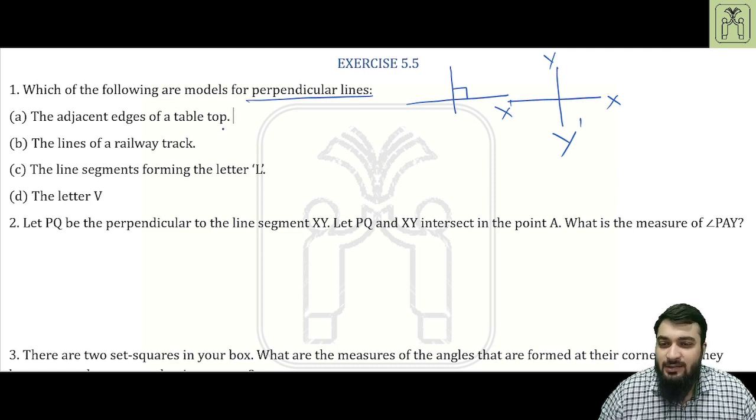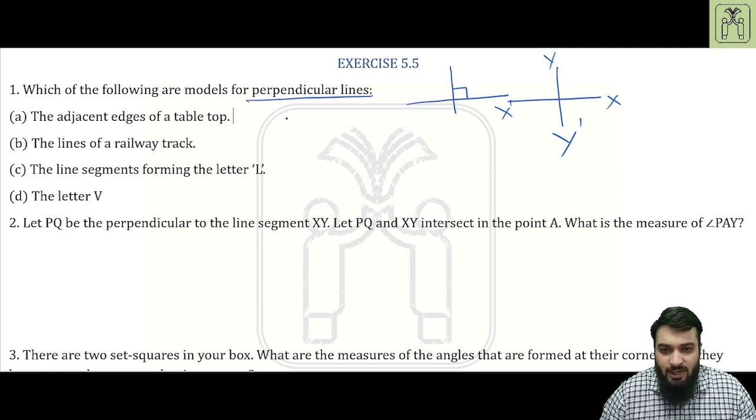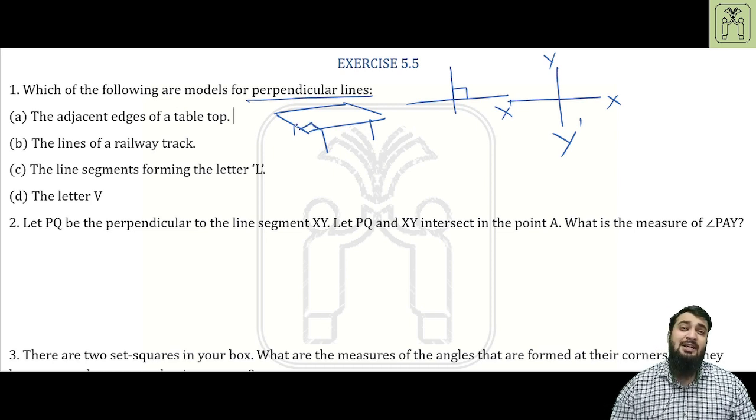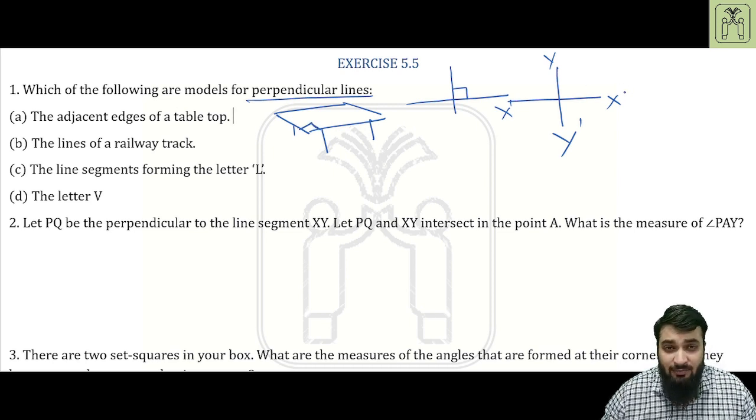Okay, so adjacent edges of a tabletop. As you know, this is a tabletop and these are the legs. So obviously these are at 90 degrees, except if the table itself is a modular table having designs, etc. So if it is a normal table, then it is at 90 degrees.